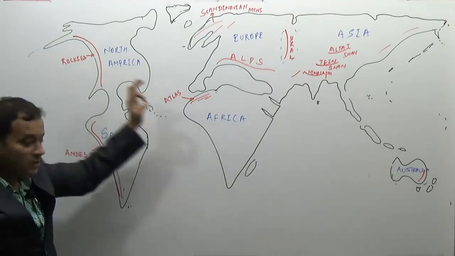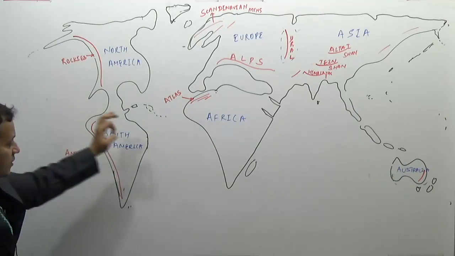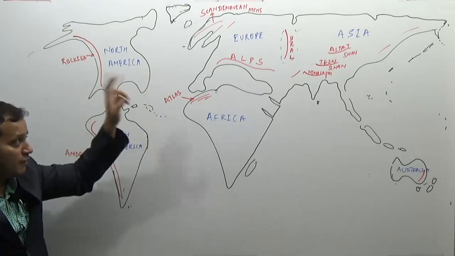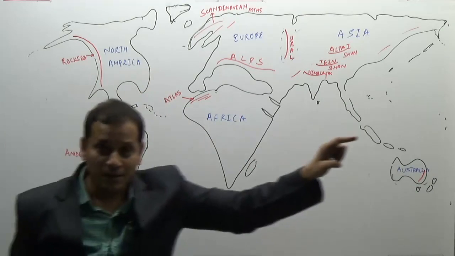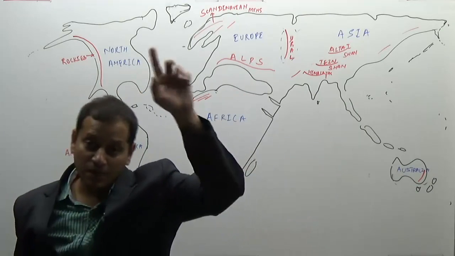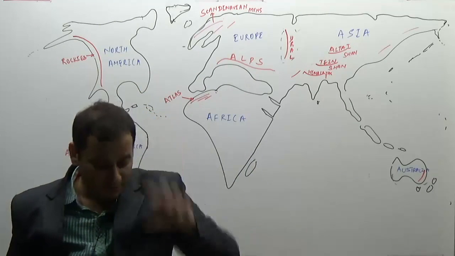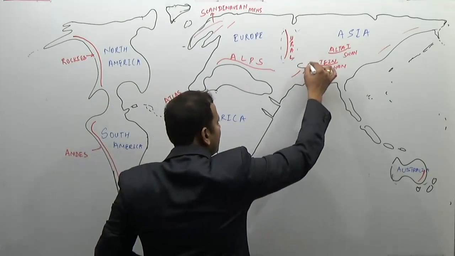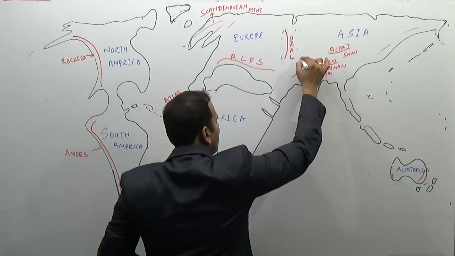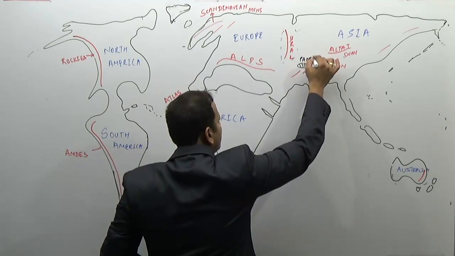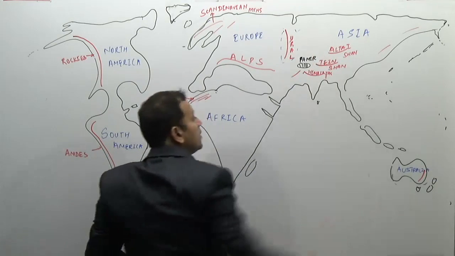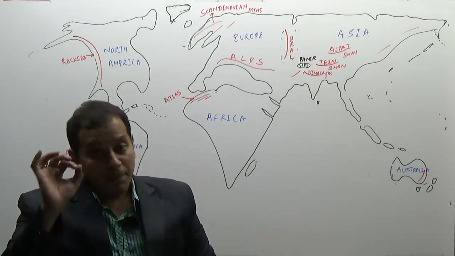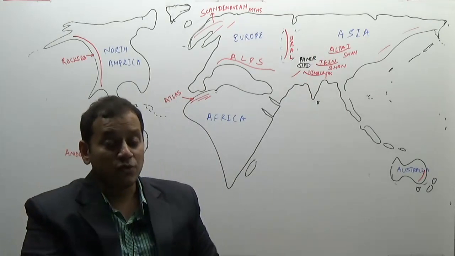The Rockies mountain system of North America, Andes of South America, Alps of Europe, Atlas mountains of Africa, Himalayan mountain system, Tian Shan mountain system, Altai Shan mountain systems of Asia. See, these all mountains originate from a single area or plateau which is known as the Pamir region or the Pamir Plateau. They look as if they originate from a single knot, so the Pamir Plateau or the Pamir knot, this is known as the roof of the world.